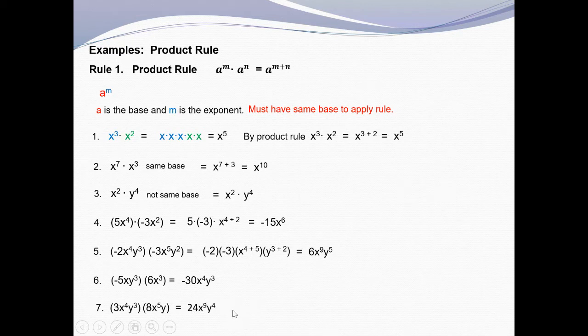Oh, I gave you the answer there. I'm sorry about that. So there's my answer for this one, right? Because 3 times 8 is 24. X to the 4th times x to the 5th will give you x to the 9th. And y to the 3rd times y to the 1st power will give you y to the 4th. I believe that's plenty of examples for you guys to get the first property correct. Okay, now let's go to the second property.